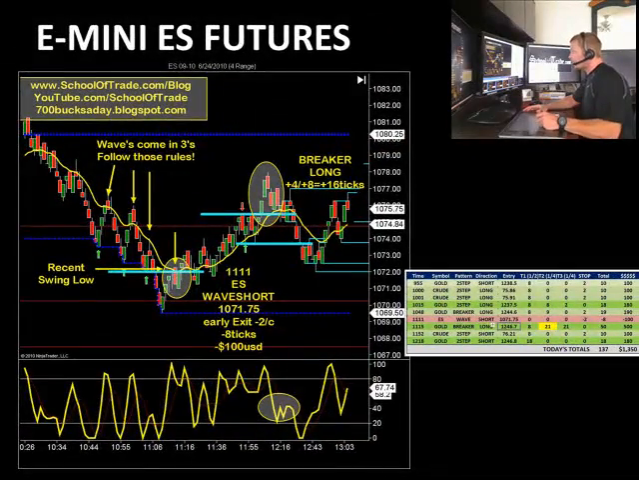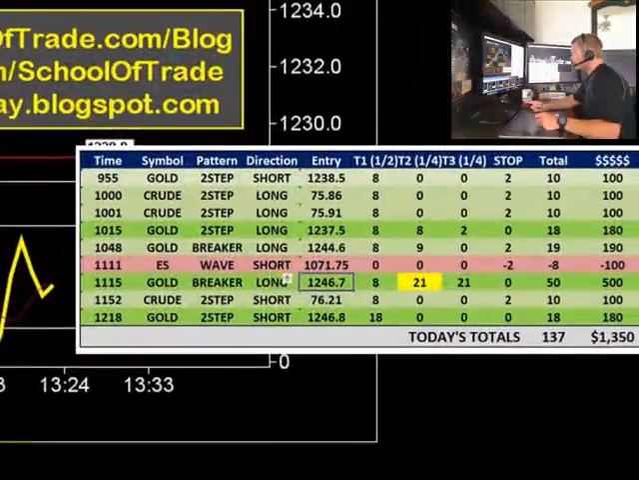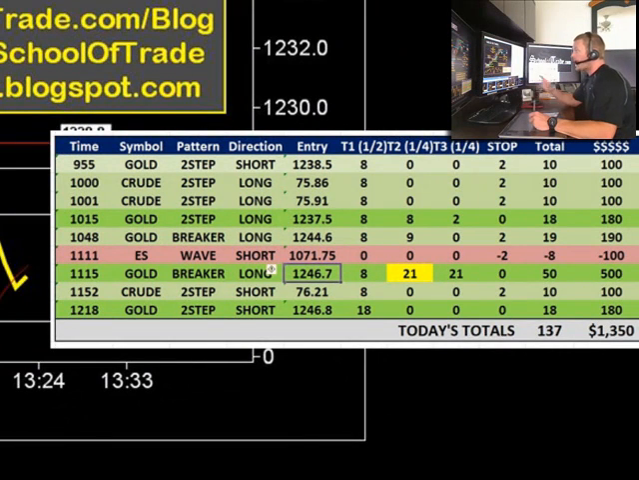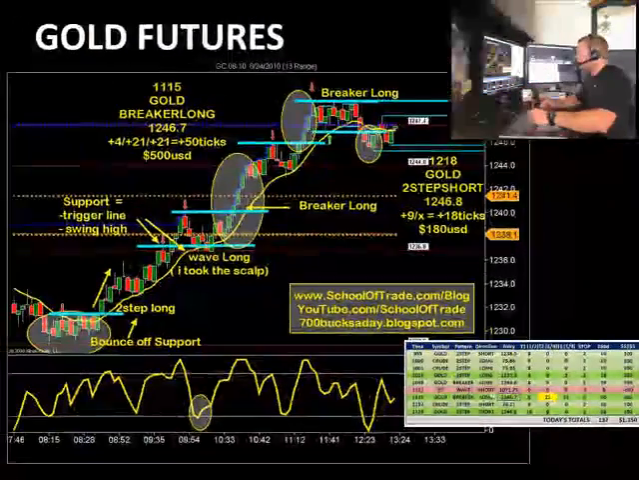Final trades here, guys. We're on gold and crude. We finish up with a crude trade just for 12 o'clock here for a 2-step short. I'll go right to gold, though, because I want to show you guys just a fantastic example on a 13 range chart on gold today.